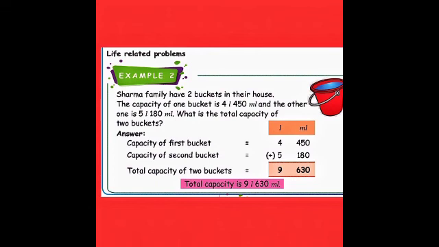Capacity of the first bucket is equal to 4 liter 450 milliliter. Capacity of the second bucket is equal to 5 liter 180 milliliter. Now add. The total capacity of 2 buckets is equal to 0 plus 0, 0. 5 plus 8 is 13. Carry over 1. 4 plus 1 is 5. 5 plus 1 is 6. And 4 plus 5 is 9. So therefore the total capacity of both the buckets is 9 liter 630 milliliter. Let's see the next example.